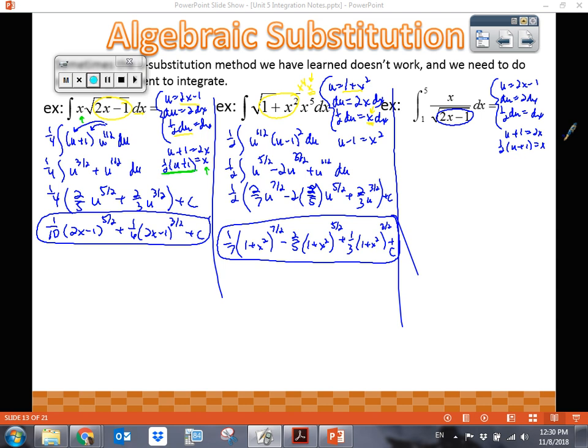So I have two halves again. I have this half from my u sub, and I have this half from my algebraic substitution, which is going to make a fourth, right? I'll pull out a fourth. Oh, I'm going to have to change my bounds. All right, let's change our bounds. So we have u equals 2 times 1 minus 1. That's my lower bound, or 1. My upper bound, u equals 2 times 5 minus 1, or 9. So I have those bounds.